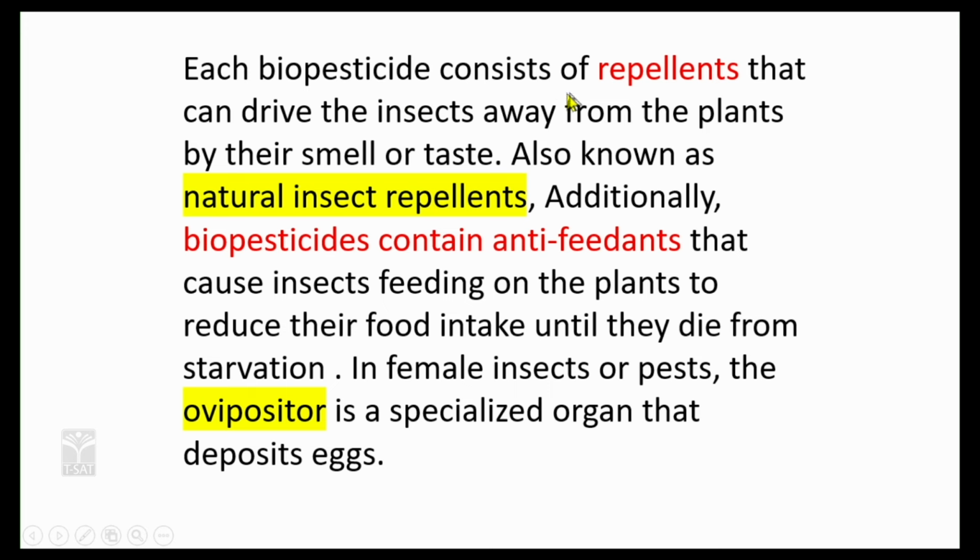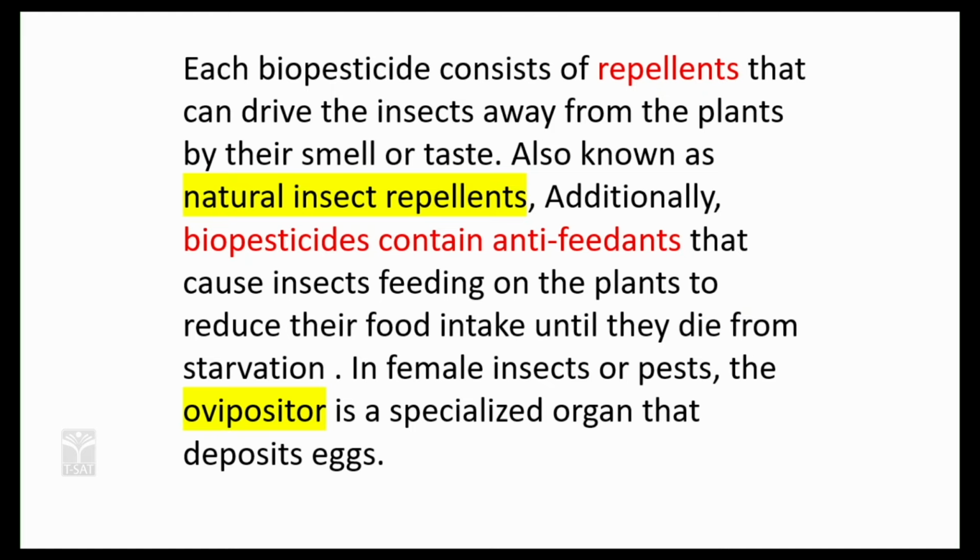Another biopesticide consists of a repellent that can drive the insect away from the plant, a natural insect repellent. There are certain pheromones being released by the insects. When they are used, you can repel the pests which are attacking the crops, or certain female pheromones which are collected can be used as traps for these insects, and avoid infection to the crops. It reduces their food intake until they die of starvation.